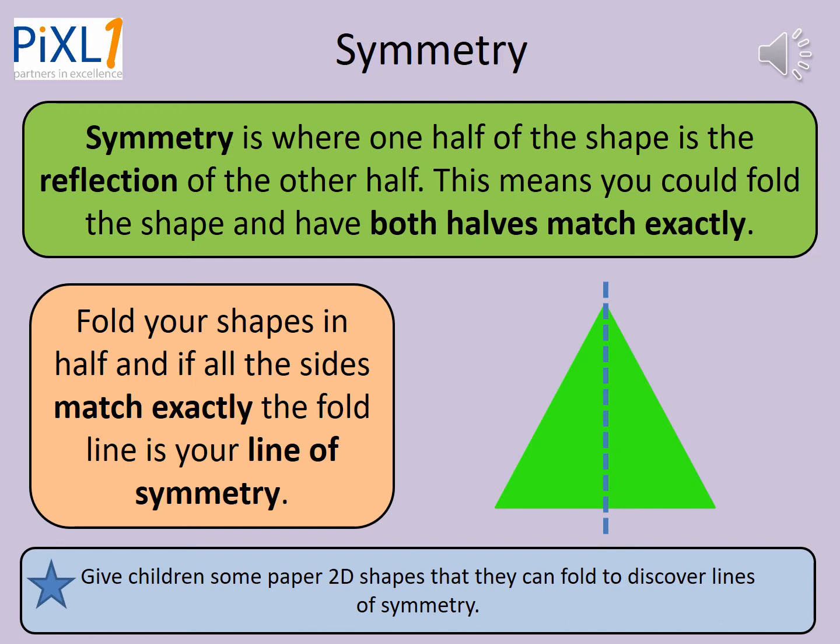So symmetry is where one half of the shape is the reflection of the other half of the shape. This means that if you fold the shape in half, both sides will match equally. So looking at the triangle, if we folded it across the dashed line, it would be the same shape, so no bits would be overlapping. Therefore, that would be the line of symmetry because both sides are equally the same. If you folded a piece of A4 paper in half, or in half the other way, that would be a line of symmetry.